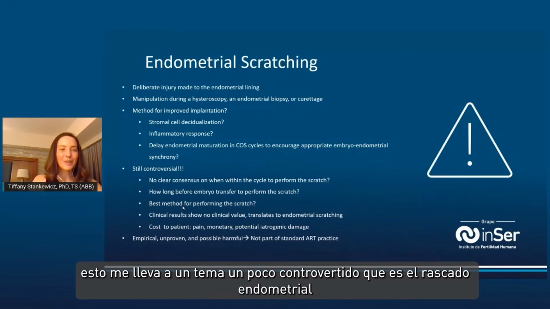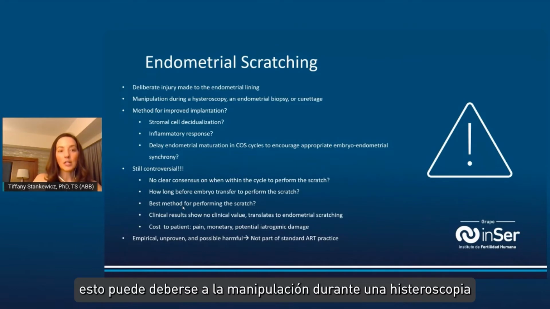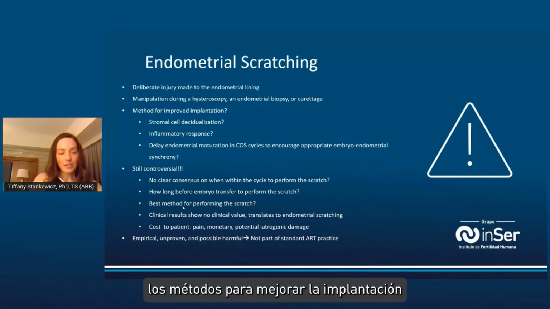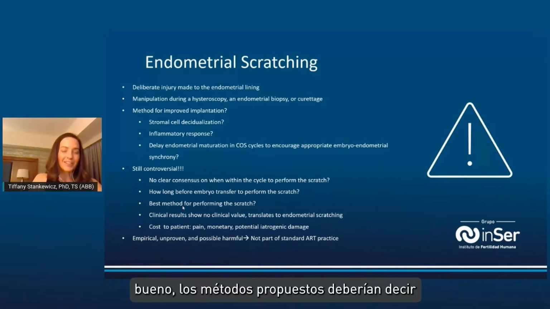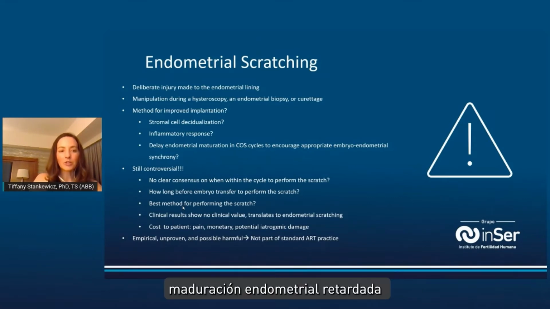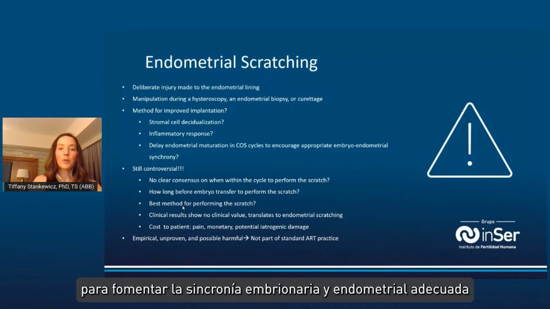Now, this leads me to a bit of a controversial topic, which is endometrial scratching. This is a deliberate injury made to the endometrial lining. This can be from manipulation during a hysteroscopy, an endometrial biopsy, or curettage. The proposed methods for improved implantation include stromal cell decidualization, inflammatory response, and delayed endometrial maturation and controlled ovarian hyperstimulation cycles to encourage proper embryo and endometrial synchrony.